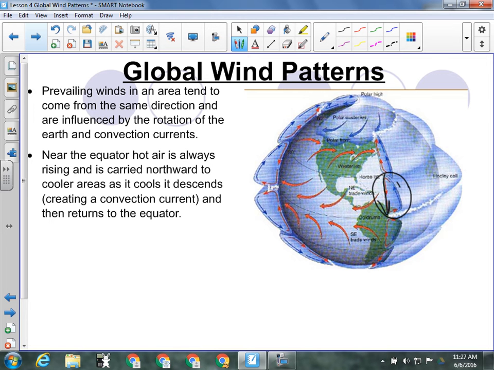Near the poles, the cycle is always easterly again. So we have easterlies near the equator, westerlies at the mid-latitudes where we live, and then polar easterlies up here. Now, we're kind of right here where I drew this black line. We're right at the upper edge of the westerlies.